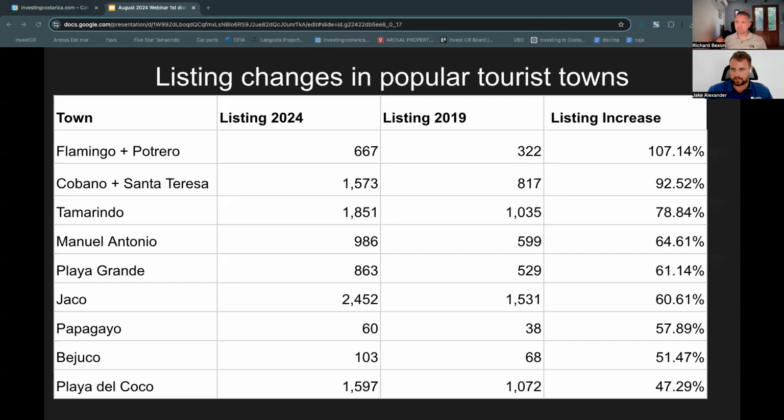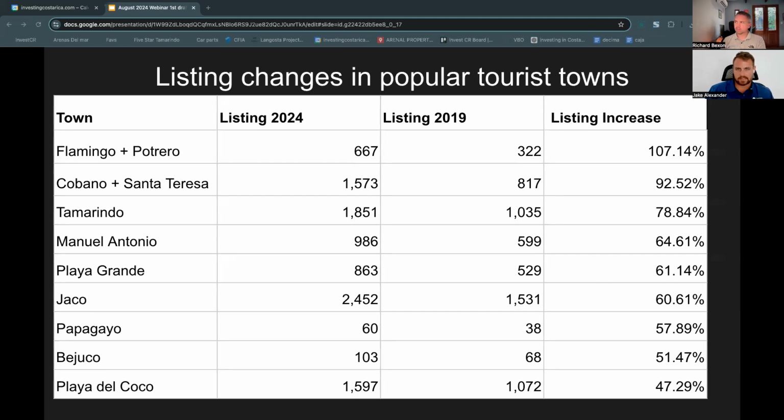That marina up in Flamingo was constructed and finished, still working on it, but for the most part done in that time frame, which I think helped increase the amount of listings going in there as well.